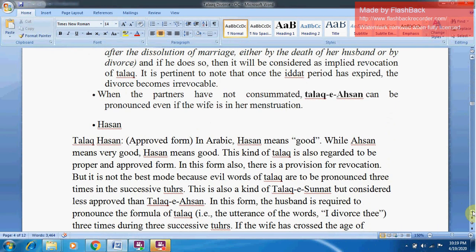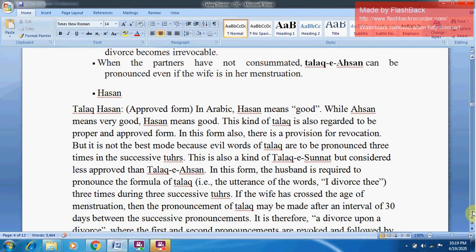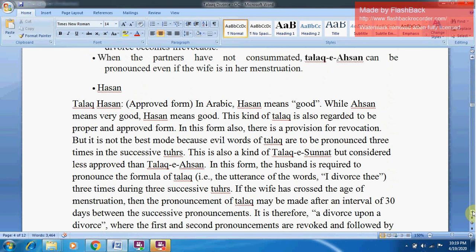Then we will see the second one, talaqul hasan, Hasan, that is the approved form. In Arabic, Ahsan means very good, Hasan means good. This kind of talaq is also regarded to be the proper and approved form. In this form also there is a provision for revocation, but it is not the best mode because the words of talaq are to be pronounced three times in successive tuhrs. This is also called talaq al-sunnat, but considered less approved than talaq al-ahsan.